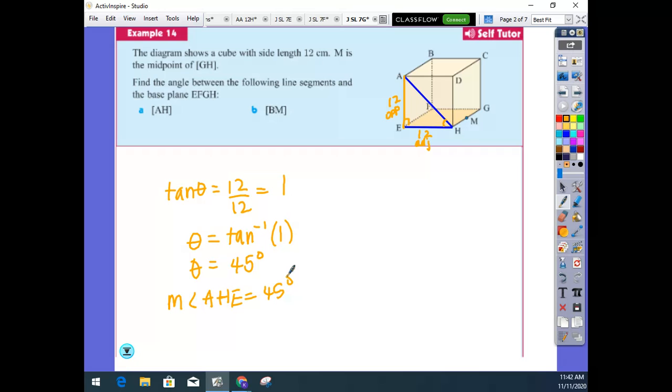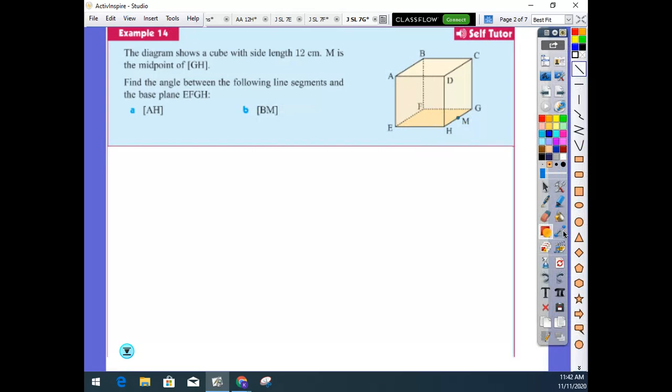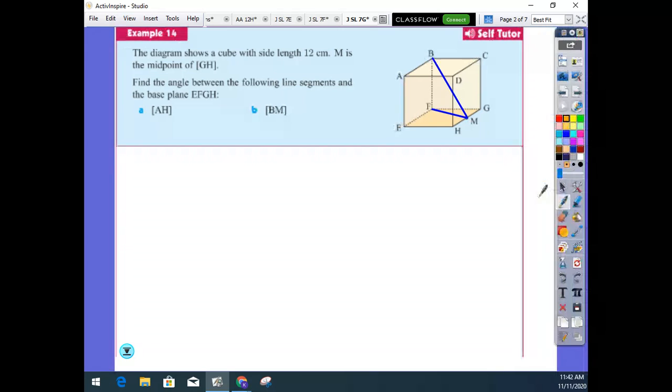All right, the next one's a little trickier because it's going across the plane. So I'm going to clear off my drawings. Now I'm going to go from B to M. Then we can see my base projection goes from F to M. So this is my angle kind of going through the middle of the room, so to speak.